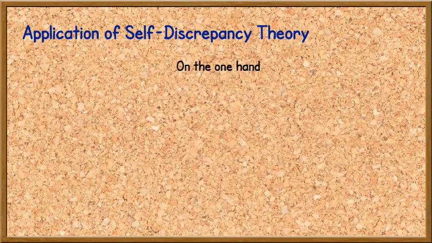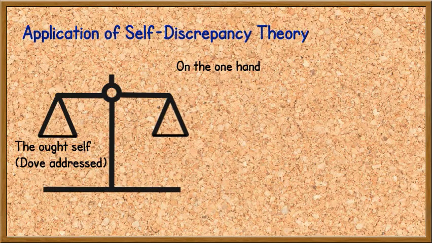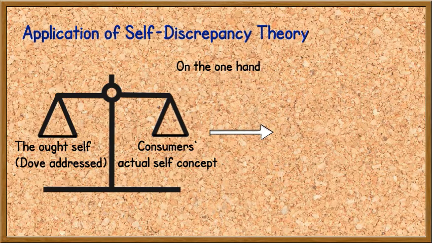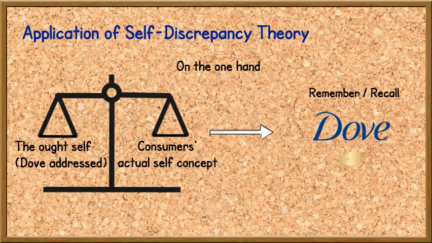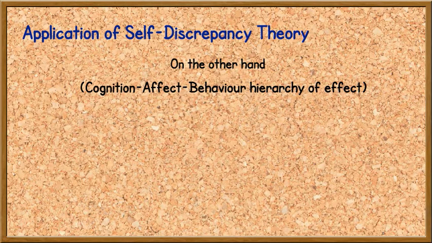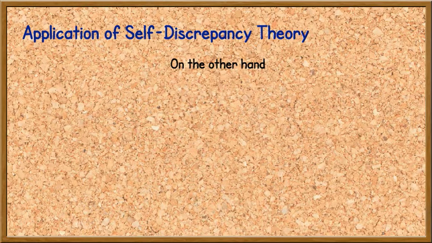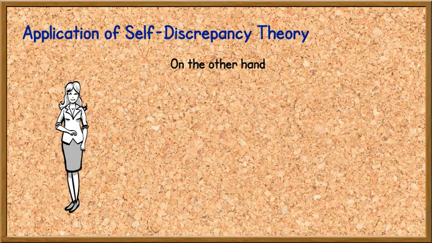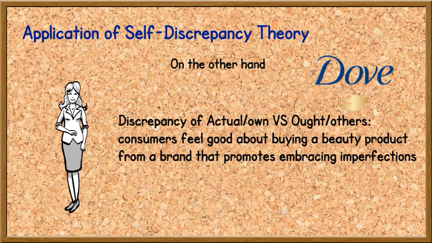On the one hand, the ought self Dove addresses created a communication that is consistent with consumers' actual self-concept, which has rich associative networks in their memories. This will help consumers remember or recall Dove's name and products. On the other hand, Dove branding itself as a communicator of real beauty follows the cognition, affect, behavior hierarchy of effect. For the segmentation of consumers who want to show off their natural beauty, after they watch the campaign's video and other campaign-related materials, consumers will be aware of Dove's unique positioning of promoting real beauty.